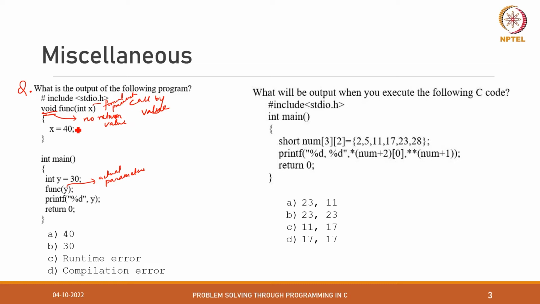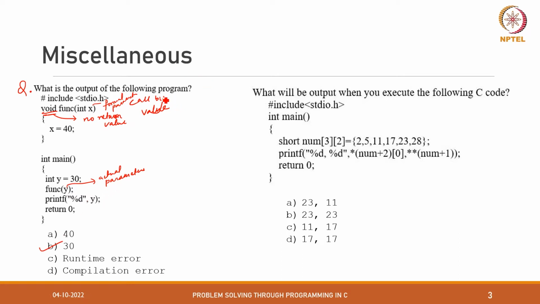So once it comes here, the value becomes 40. But you can see here that this function is of void type, so there is no return value from this function, there is no return statement here, so it does not return anything back to the calling function. So here the main function is the calling function, and it does not return any value to the main function. So in this case the value of y will remain unchanged, it will still remain as 30. So this shows how call by value works.